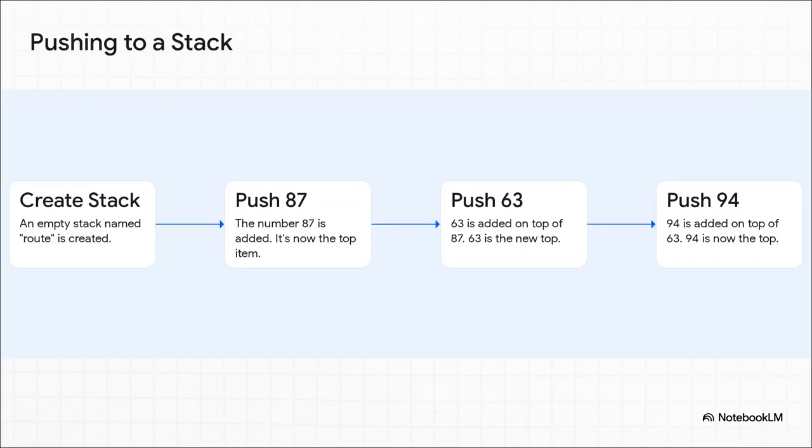So when we add an item to a stack, the operation is called a push. Let's see it in action. We start with an empty stack. We push the number 87 onto it. Then we push 63, which goes right on top. And finally, we push 94, making it the new top of the stack.